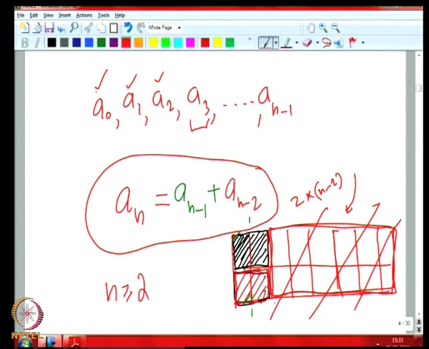N equal to 1 case, the point is you cannot see the 2 kinds of placements at all, the second placement does not exist. So this argument requires at least 2 squares here, right. So the second type of placement, right.